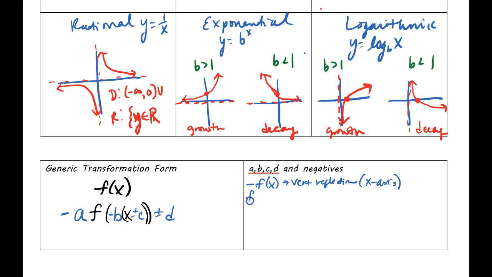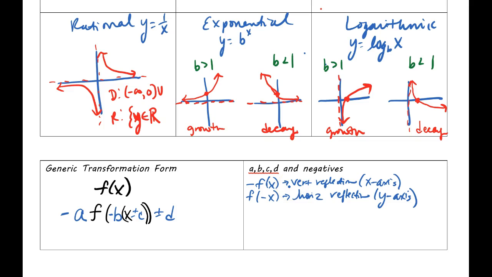If the negative's on the inside of the x, on the inside of the function, it's the opposite, a horizontal reflection, which means it's across the y-axis. Okay, so if you imagine that thing reflecting, that's why it's called vertical, because it reflects across the x, which makes it look up and down. This one makes it look side to side.